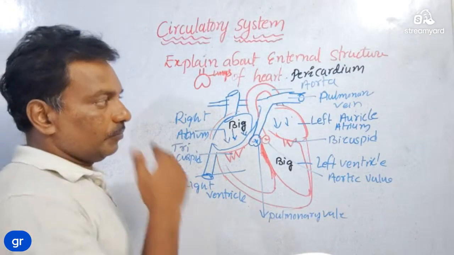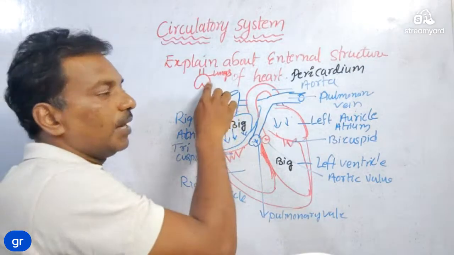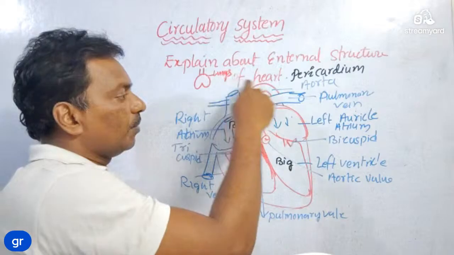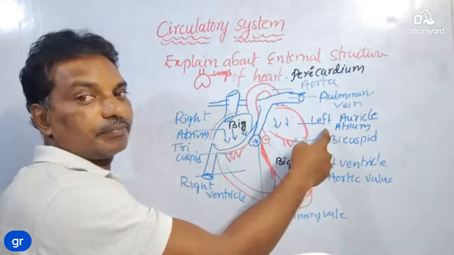From the lungs, the pulmonary vein carries oxygenated blood to the left auricle.